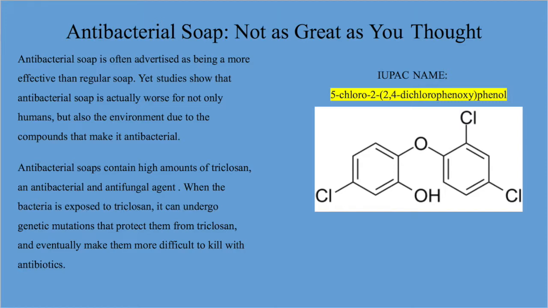Antibacterial soaps contain high amounts of triclosan, an antibacterial and antifungal agent. When the bacteria is exposed to triclosan, it can undergo genetic mutations that protect them from triclosan, and eventually make them more difficult to kill with antibiotics. On the right, you can see the IUPAC name of triclosan, which is 5-chloro-2-(2,4-dichlorophenoxy)phenol.